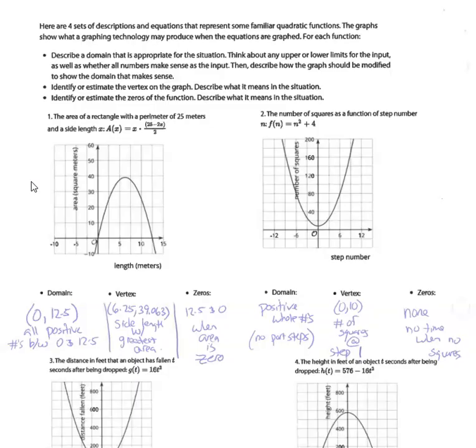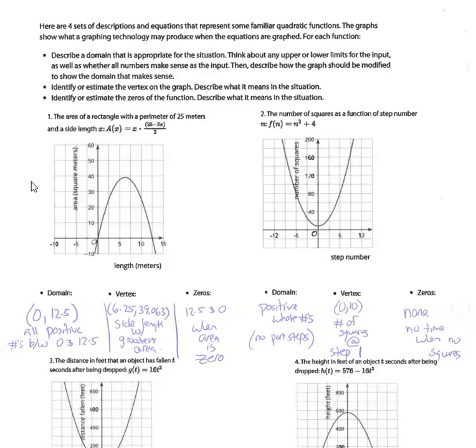The next one says, what is the vertex? And in this case, it looks like the vertex is about 6.25, 39.063. You can't really see that on the graph. This was in the answer key. That's why I got so specific on here. They must have actually put the equation into Desmos, and it would tell you what the exact vertex is.